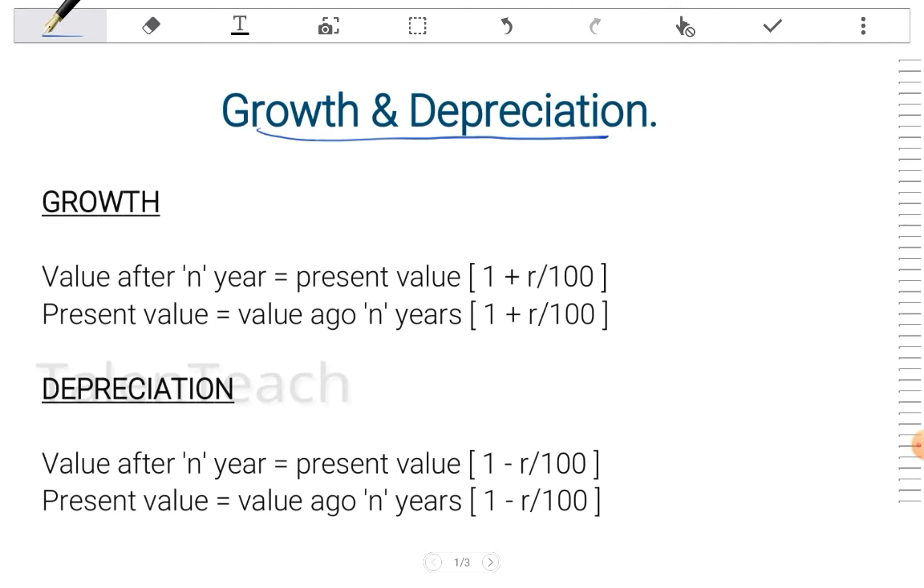In the equation of growth and depreciation we can see a difference. In growth here it's a plus sign, while in depreciation here it is minus. Because growth means it is increase. So in the bracket we will have a plus sign, but depreciation means it is decreasing. So we will have a negative sign.